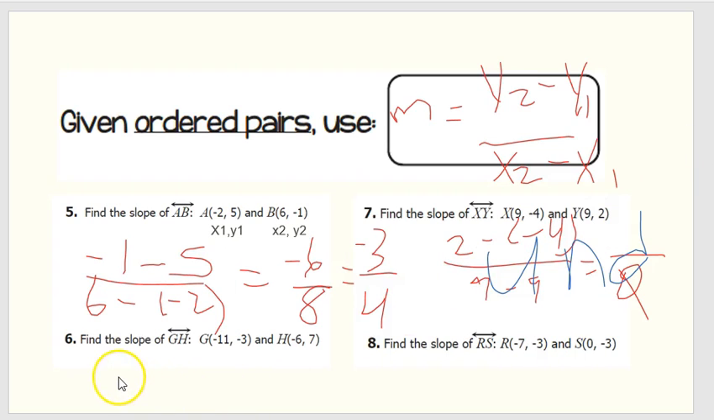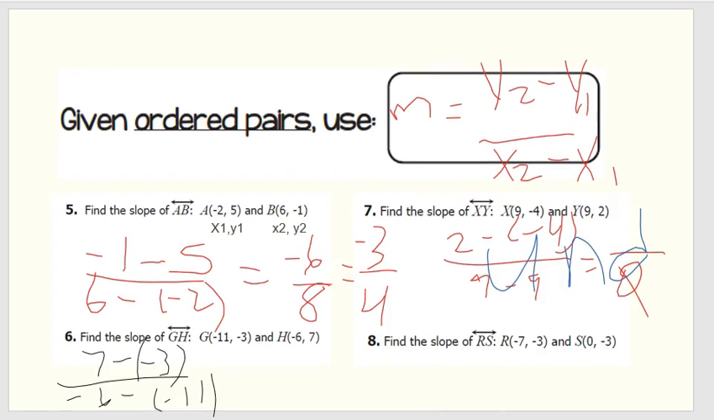Okay? So do the same thing with number 6 below number 5 and see what you can come up with. Pause the video, do your slope. Okay? So you should have gotten 7 minus a -3 over -6 minus -11. Be very careful with your signs. So we really have a 7 plus 3 on top, that's a 10, over -6 plus 11, which is going to give you a 5. So our slope here is a +2.